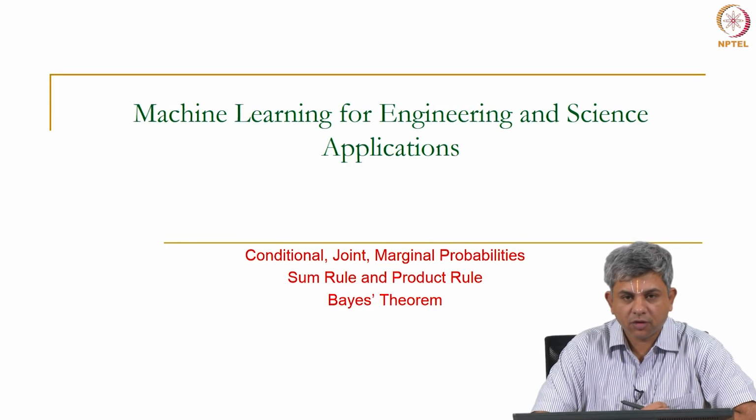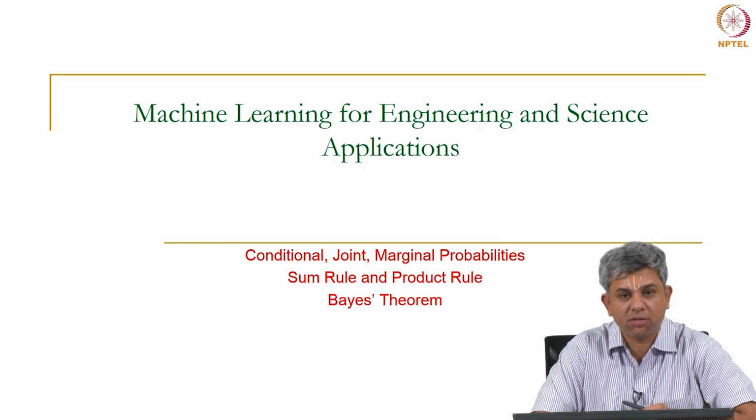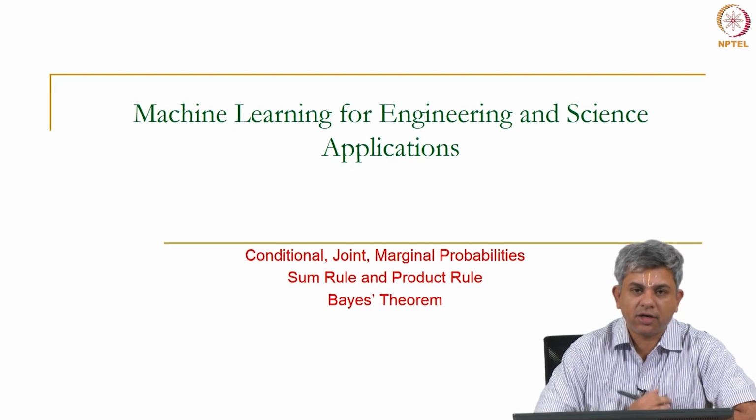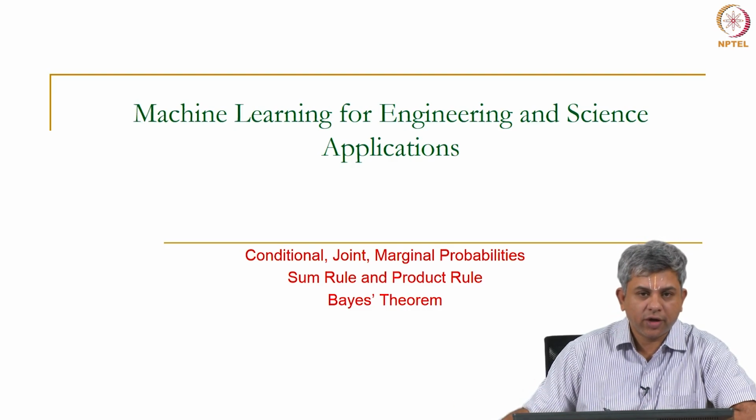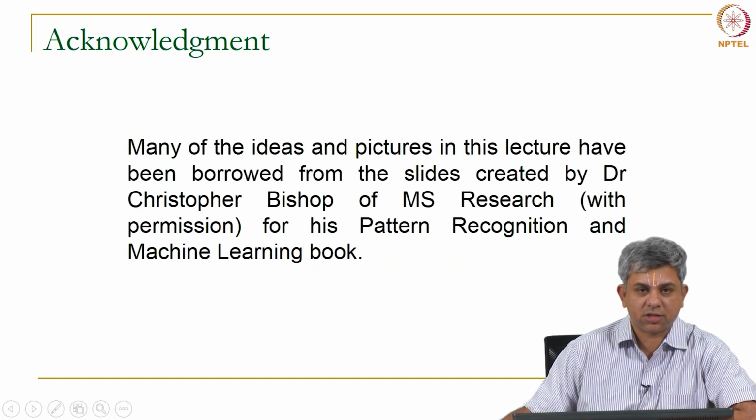In this video, we will be continuing with our discussion of probability theory. We will be looking at a few basic ideas above and beyond what we looked at in the last video. So, we will look at conditional, joint and marginal probabilities and two rules which essentially govern all of probability theory, the sum rule and the product rule. And finally, we will look at just the definition and a simple derivation of the Bayes theorem. We will look at Bayes theorem in greater detail in the next video after this one. So, today we are going to look at only just the basics.